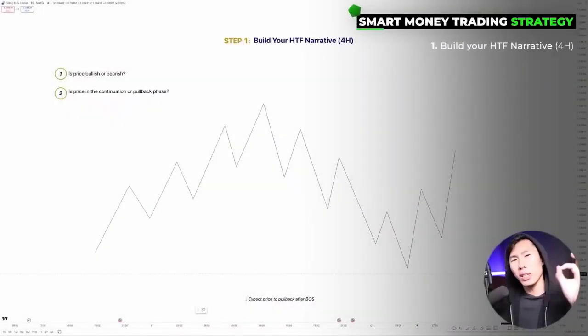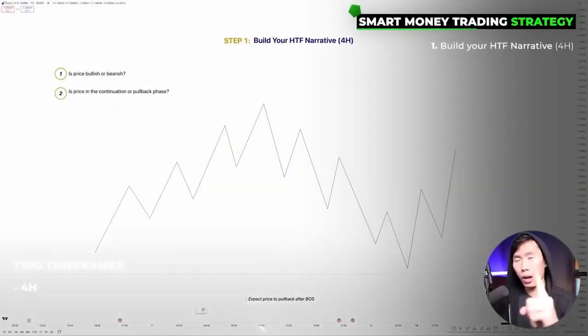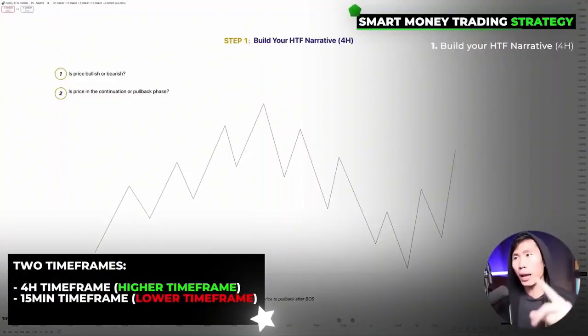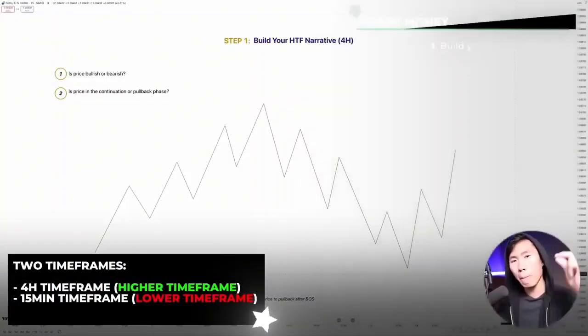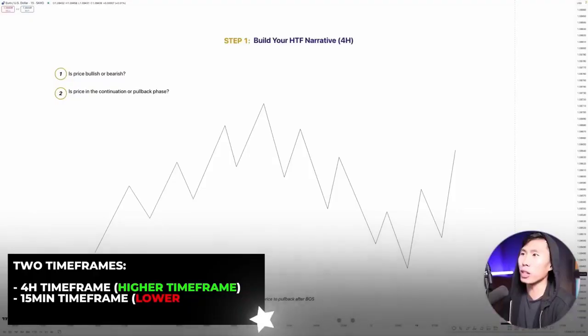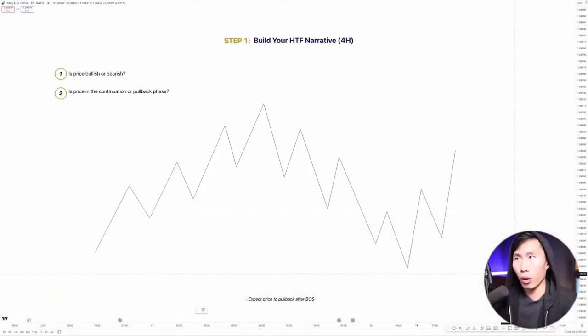Now, to keep things super simple, we are only going to be using 2 time frames. The higher time frame will be our 4-hour time frame, and the lower time frame will be our 15-minute time frame. So the first step is to build your higher time frame narrative. What we are trying to do here is to really come up with a story on what price is actually doing right now, so that we can identify our trade buyers.